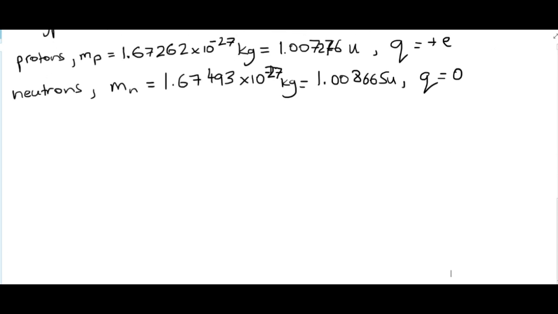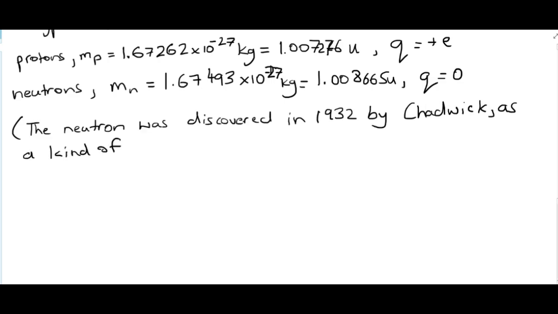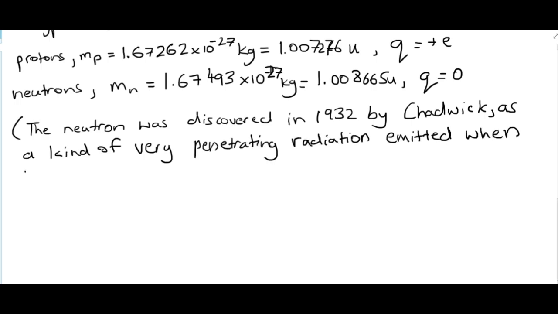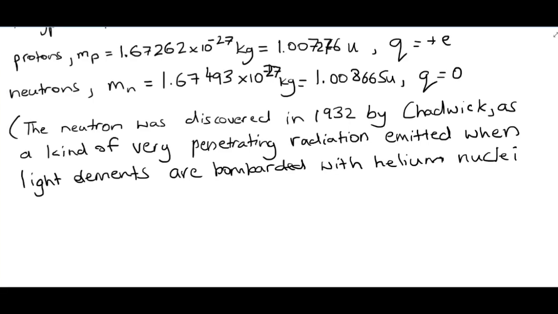And just a bit of history regarding the neutron. It was first discovered in 1932 by James Chadwick in the form of radiation that was emitted when light elements were smashed or bombarded with the helium nuclei, also known as alpha particles.